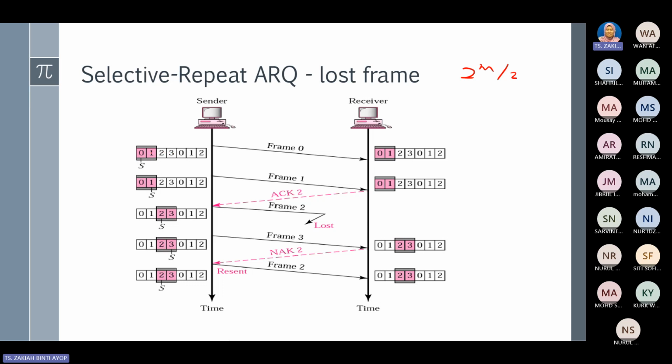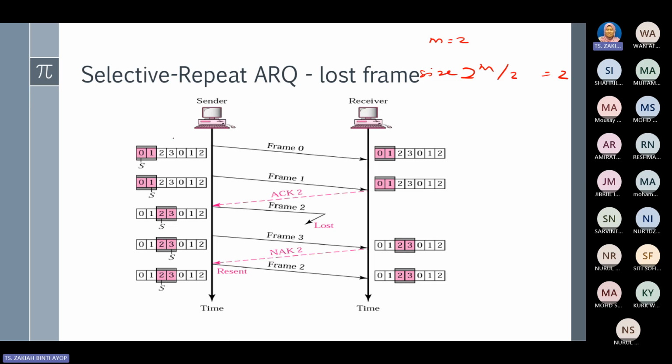The sequence starts from 0 to 3, which means m is equal to 2. So the sequence is 0, 1, 2, 3, and the size is 2 power of m, or 2 power of 2, which is 4. 4 divided by 2 is 2. So this is the size of the window for both sender and receiver.